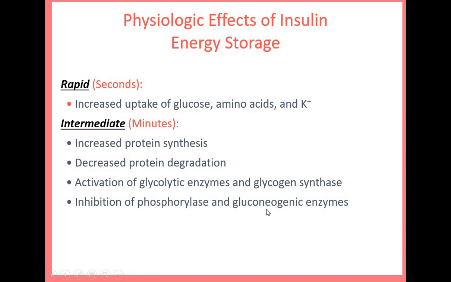Gluco refers to glucose, neo refers to new, and genic, that is genesis, refers to formation. Gluconeogenesis refers to formation of glucose from new sources, right? Now which are those new sources? Because normally glucose is synthesized from the glycogen, right? That is the normal process, and that we refer to as glycogenolysis. That's fine. But what is gluconeogenesis? It is formation of glucose from lipids, and sometimes rarely from amino acids also, right?